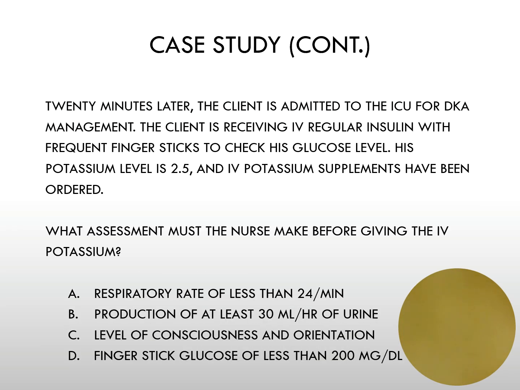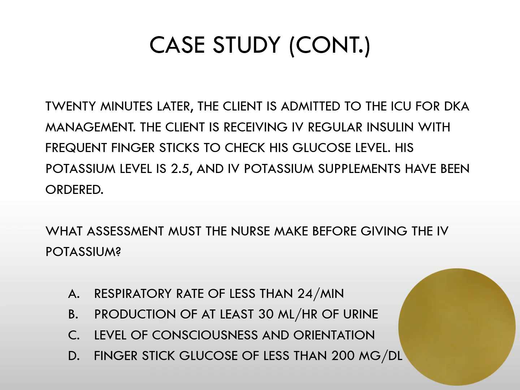Twenty minutes later, the client is admitted to the ICU for DKA management. The client is receiving IV regular insulin with frequent finger sticks to check his glucose level. Potassium level is 2.5 and IV potassium supplements have been ordered. What assessment must the nurse make before giving IV potassium?